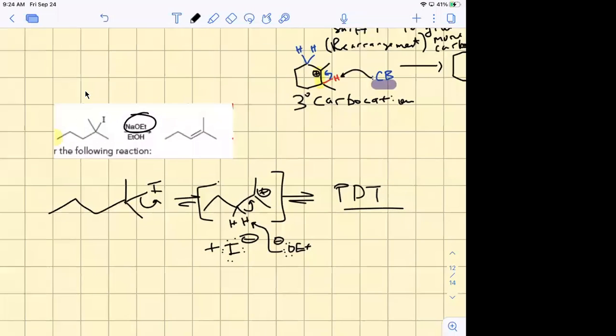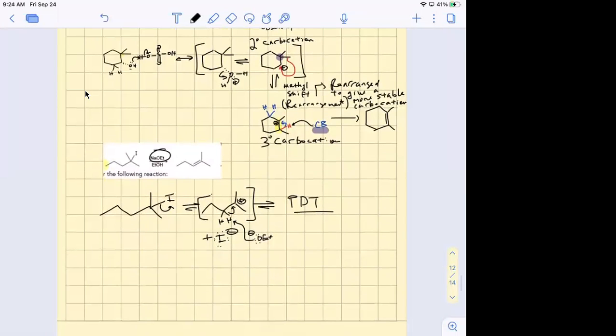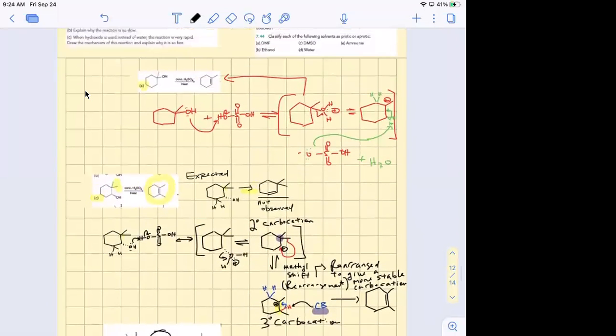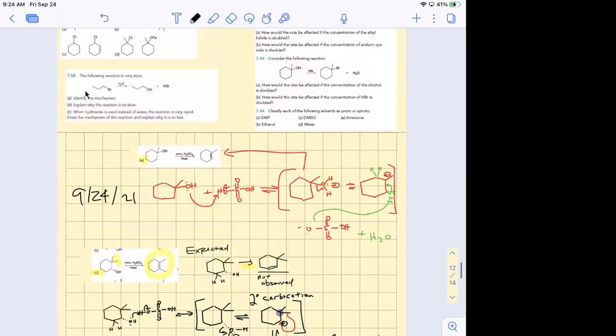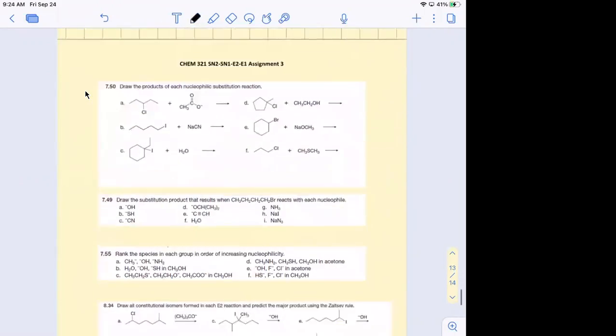All right, questions about these examples before we move on to the next section? This month is over. Wow. All right, let's go ahead and take some questions in the next section.